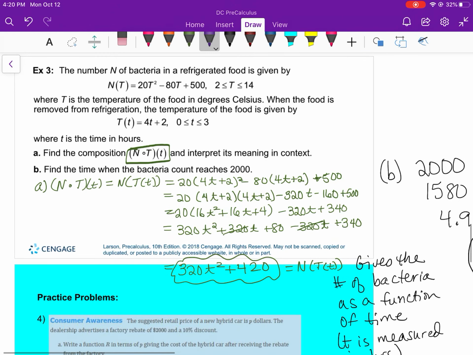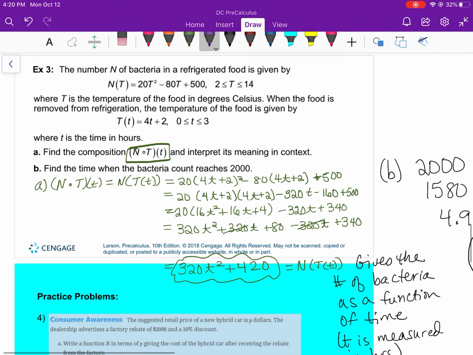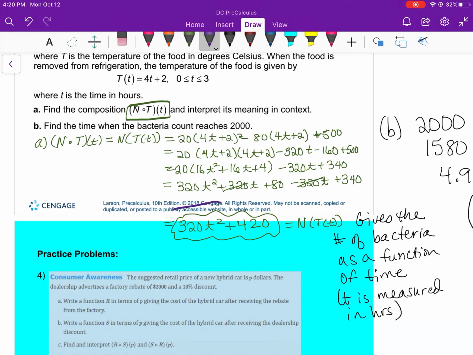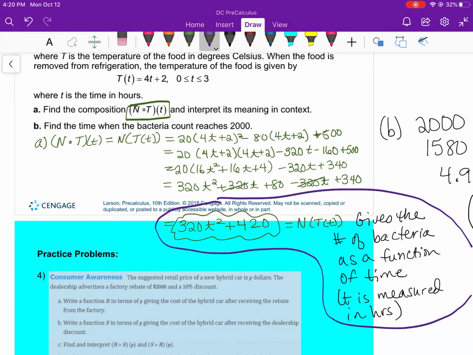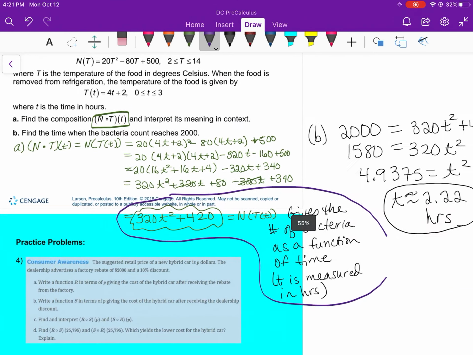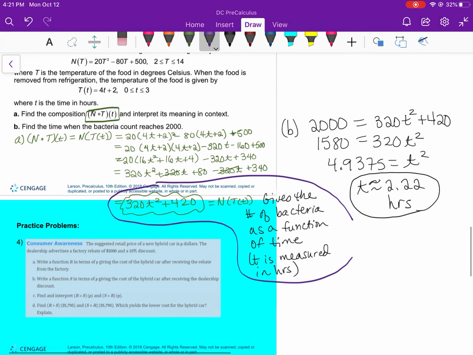So when you find their composite, and that's all of the work here in green, this is what you get. And that basically just gives you the number of bacteria in terms of time t. If you are given then 2,000 bacteria and you want to know at what point it reaches that and you're solving for time, you would then set your expression from A equal to 2,000 and you would solve for the number of hours.